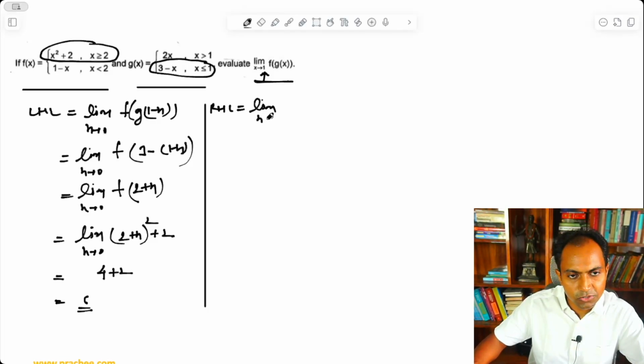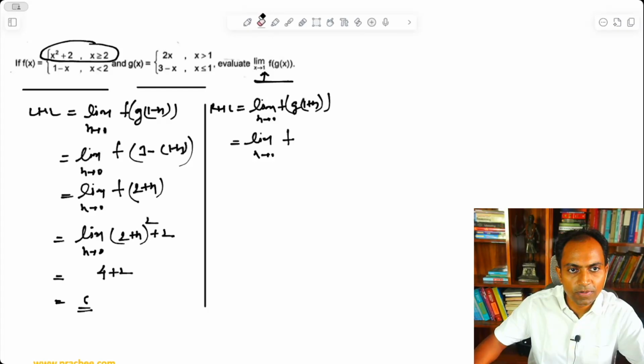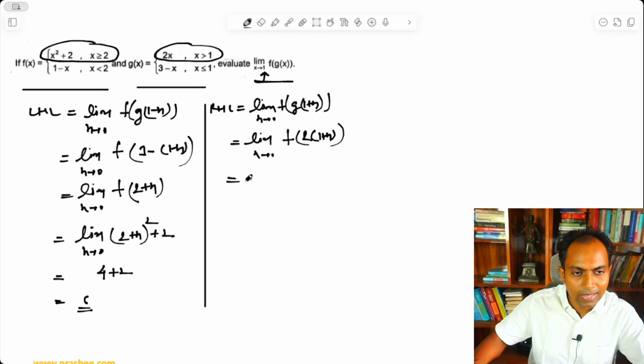Limit h tends to 0, f of g of 1 plus h I will figure out. Now once we are looking into this, when I write the value of g, I will have to consider the other part. So instead of this part, I will have to consider this part. So this will become 2 times 1 plus h. And as a result, this becomes limit h tends to 0, f of 2 plus 2h.